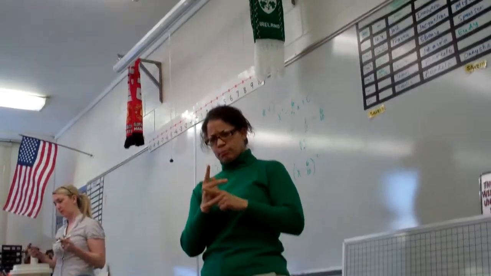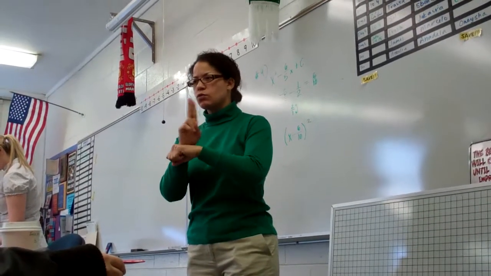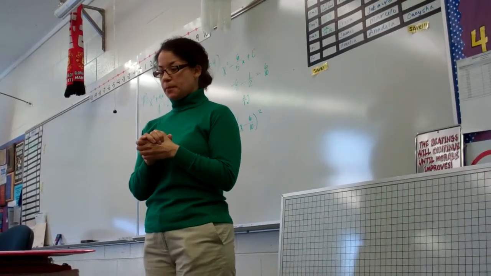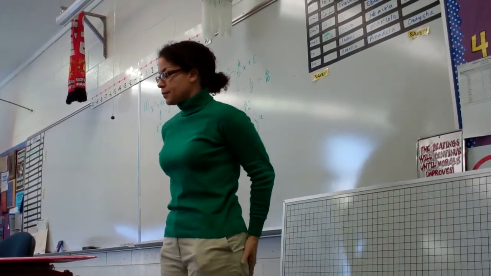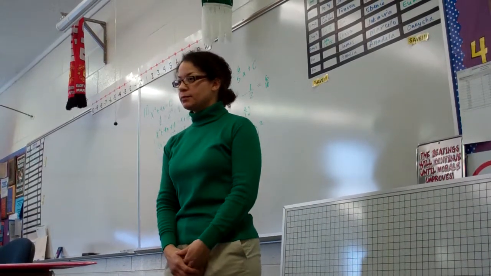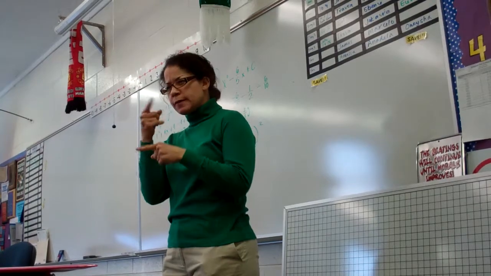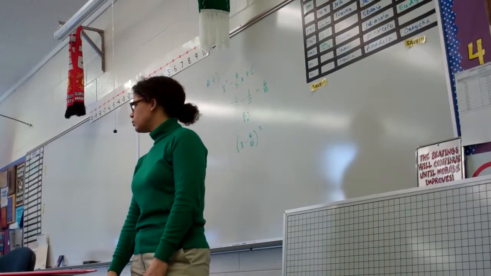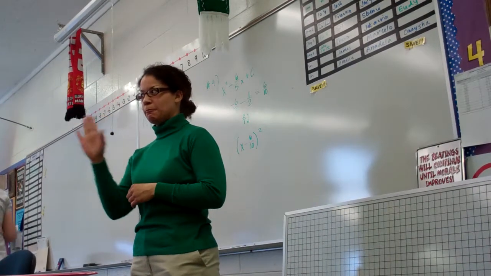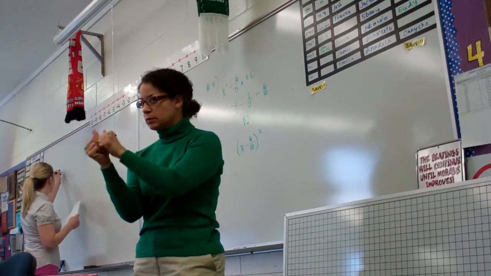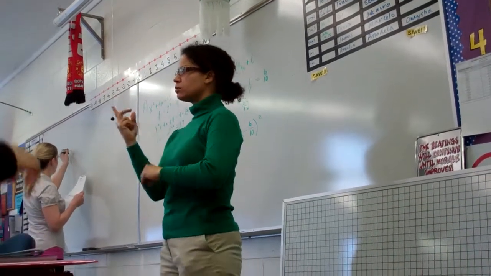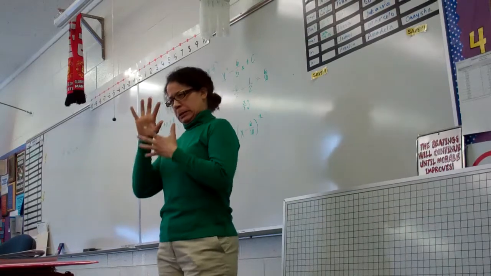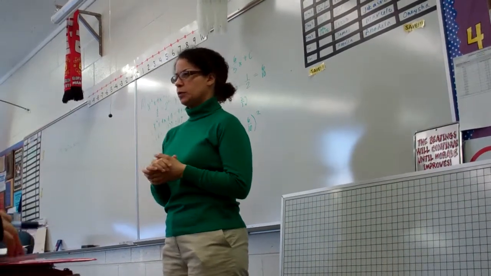Okay, let me see if I can find one that's going to result in a decimal. Aha, found a winner. Okay, let's do number 2. I'm going to do number 2 for you because this one's not going to be so neat of an answer. Okay, we're going to get a non-perfect square here.